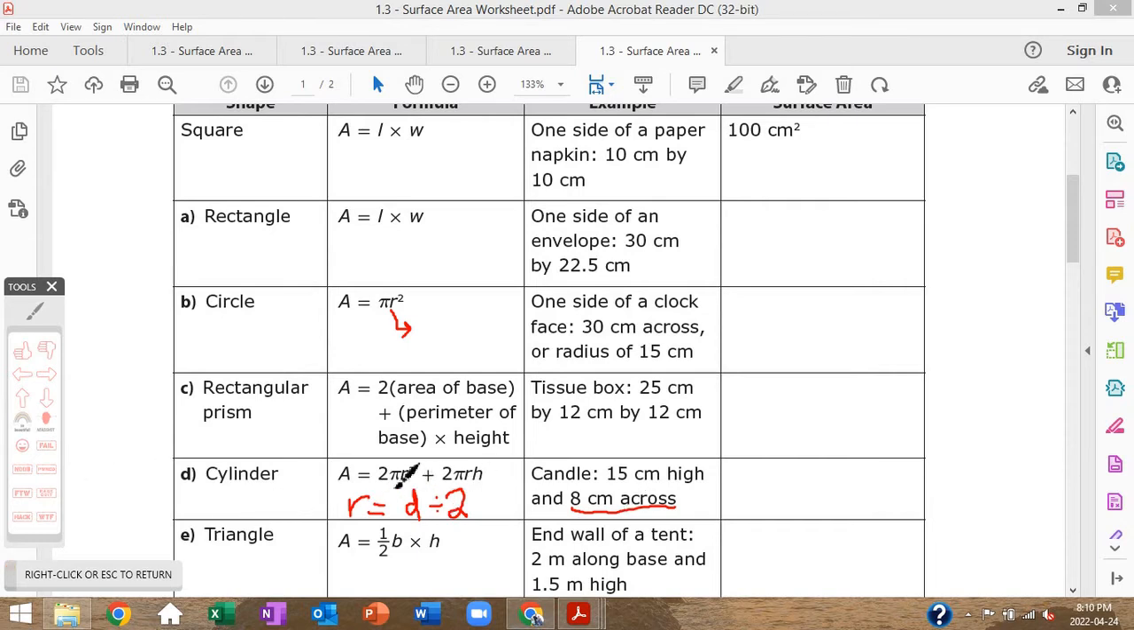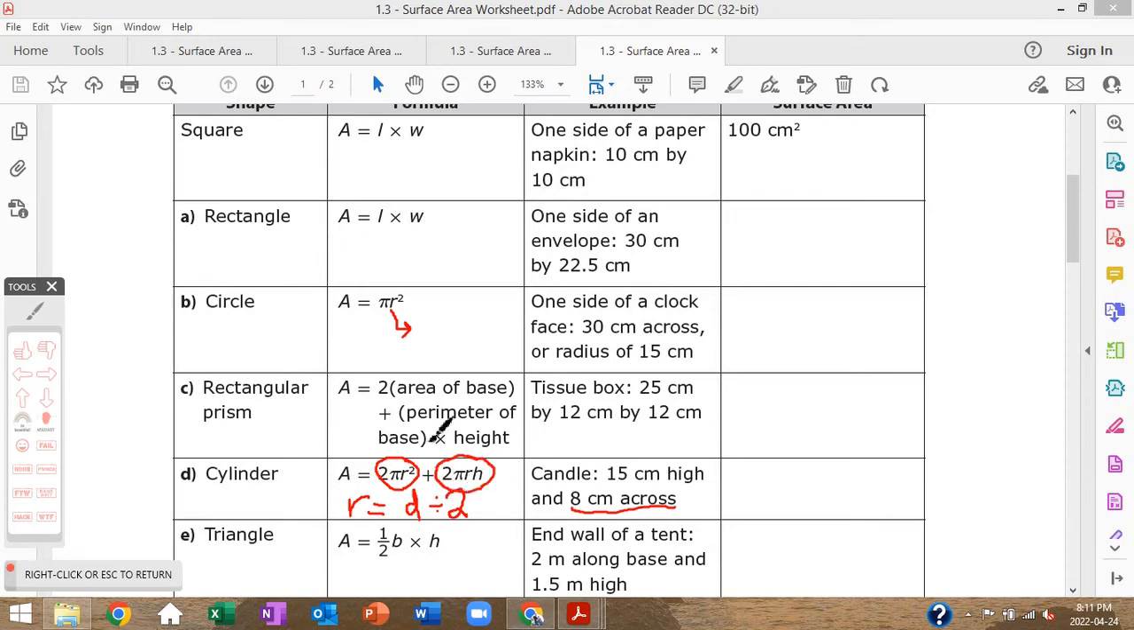And then, again, show your work on a separate page. Usually it's easier to find out what is 2 pi r squared. So 2 times pi times radius times radius. Write that number down, and then find out 2 times pi times radius times height. Write that number down, and then add the 2 of them together.